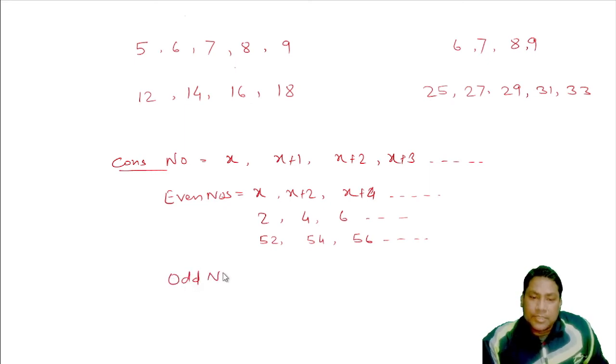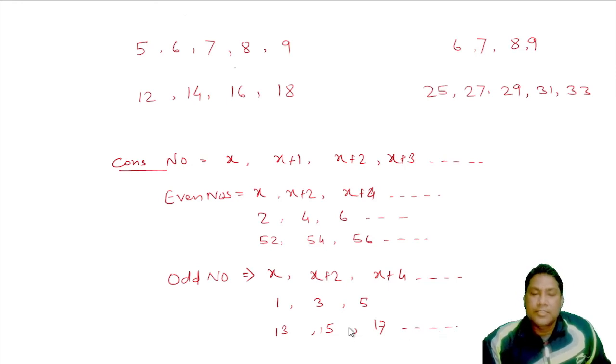Now the consecutive odd numbers. Consecutive odd numbers are again x, x plus 2, x plus 4 and so on. Here if we put the value of x as 1, it will become 1, 1 plus 2 is 3, 1 plus 4 is 5. If we put the value of x as 13, it will become 13, 13 plus 2 is 15, 13 plus 4 is 17 and so on.